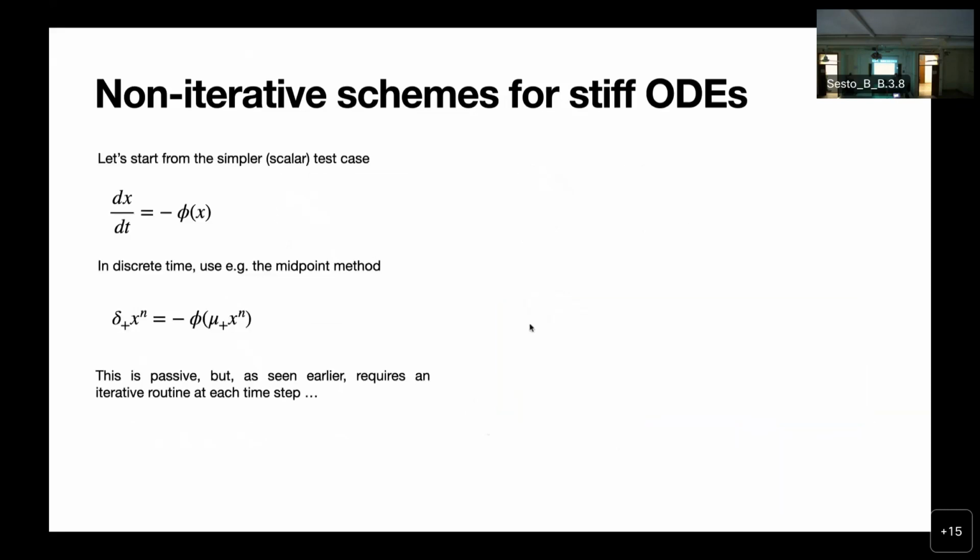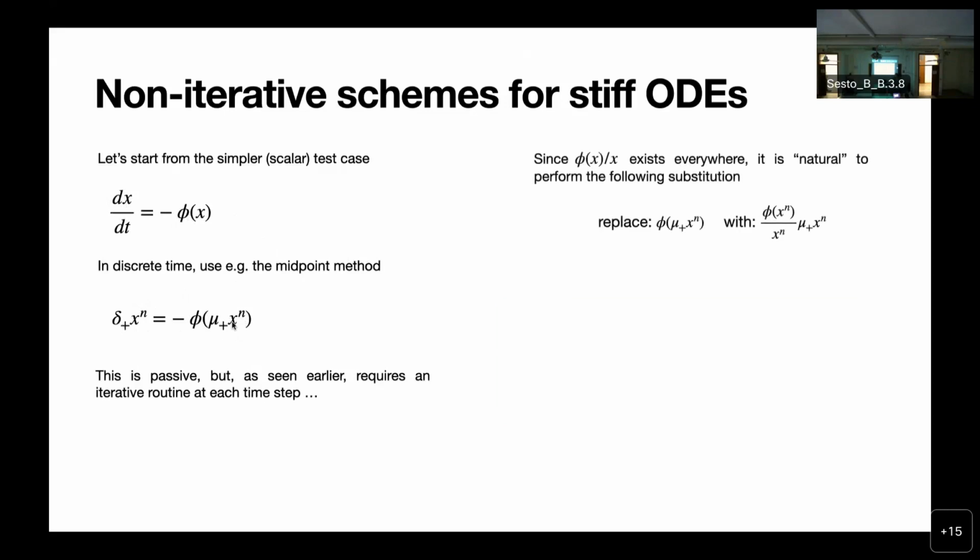How do we do that? Well, we start from a very easy case now. We're just assuming that x is now a single scalar variable, and the time evolution of x is entirely described by the nonlinear function phi of x. Like I said before, you can apply the midpoint method, but you will run into trouble because this method is fully implicit. But see what happens over here.